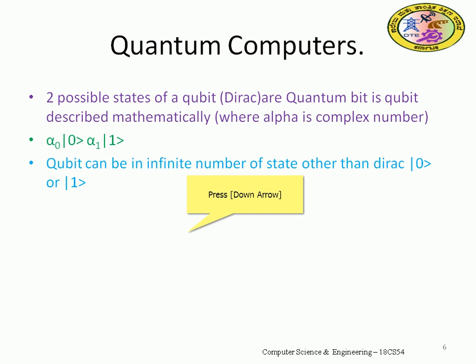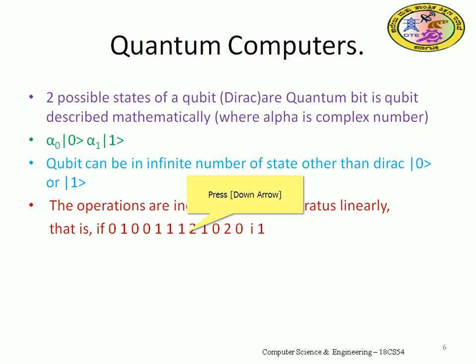So a qubit can be in an infinite number of states other than the direct states |0> or |1>. Operations are induced by the apparatus linearly.